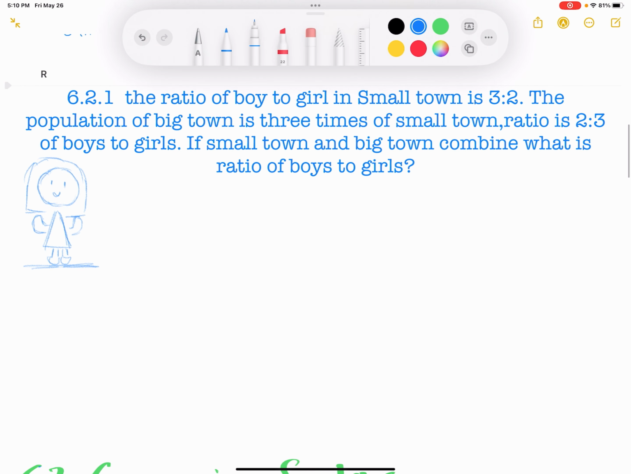Now we move on to our example problem, 6.2.1. The ratio of boy to girl in small town is 3 to 2. The population of big town is 3 times of small town. The ratio is 2 to 3 of boys to girls. If small town and big town combine, what is the ratio of boys to girls?